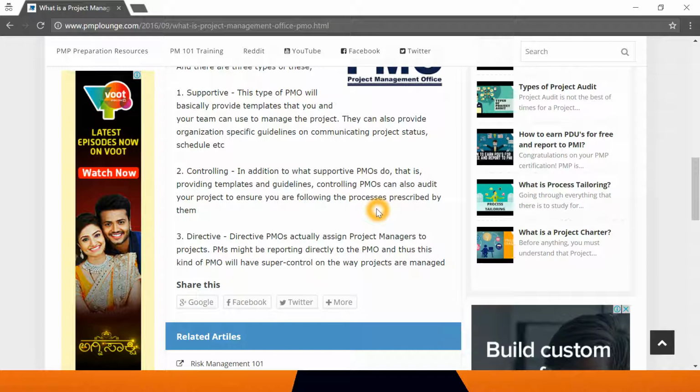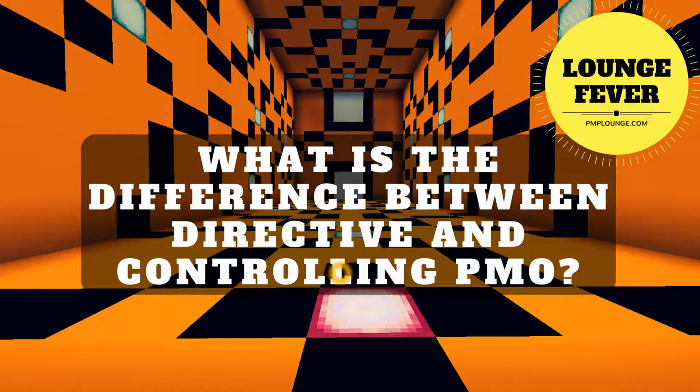One other important aspect to note here is that the people that work in controlling PMOs are more of auditors, right? They can come in and audit the project team's work, the work products that they are generating, to see if they are following the processes or not, if they are complying with the company standards or not, the company project management rules or not. So the people who work in controlling PMOs are more of auditors, while people who work in directive PMOs are more of project managers themselves. And that is why directive PMOs assign project managers to projects. So that was a simple difference between directive PMO and controlling PMO.